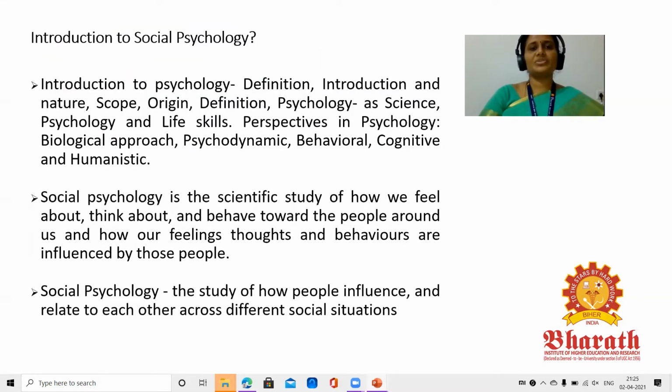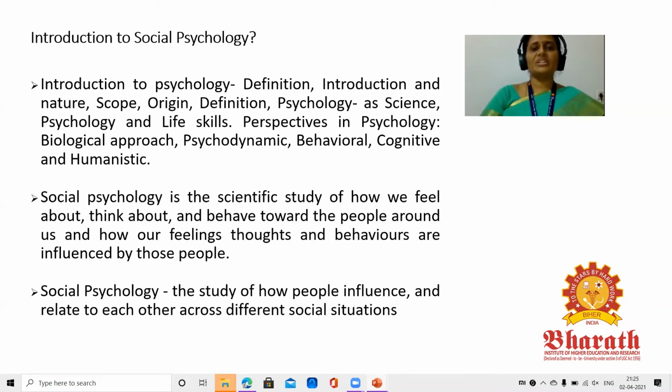And introduction to social psychology. Today I'm going to discuss the definition, introduction to the subject, psychology and life skills, and perspectives of psychology, like the biological approach, psychodynamic, behavioral, cognitive, and humanistic approaches in psychology. So let us start with the definition.